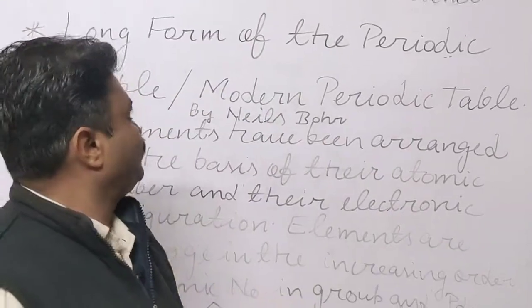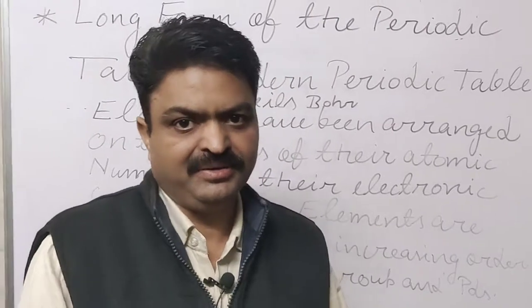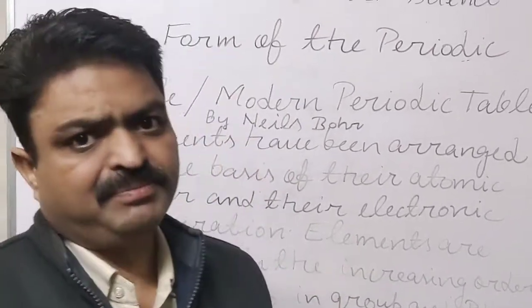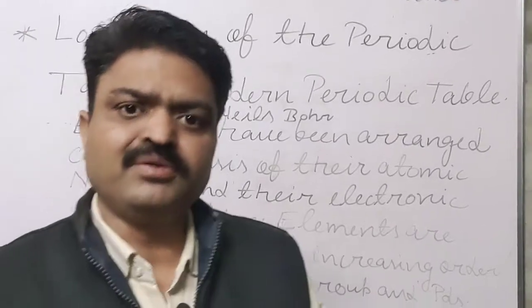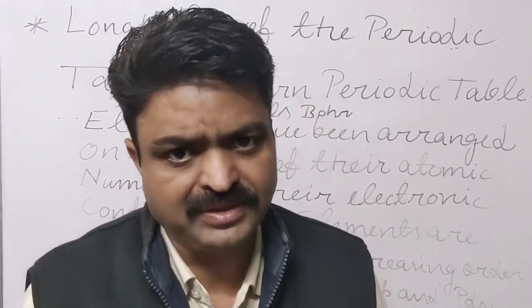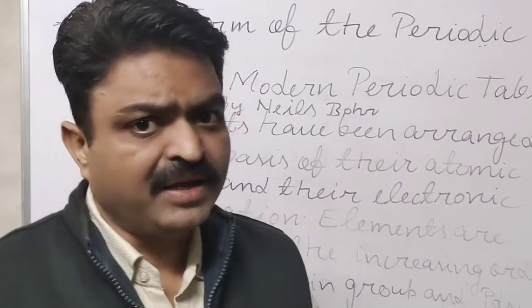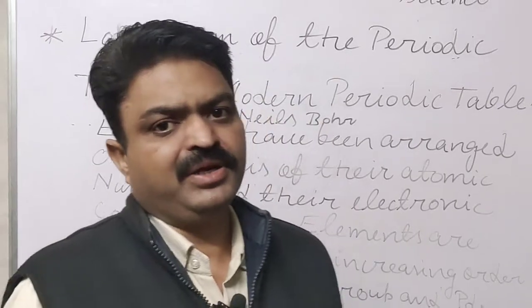Today we will discuss the long form of the periodic table, meaning the modern periodic table. The modern periodic table was prepared by the great scientist Niels Bohr, student. Niels Bohr gave the concept of electronic configuration, and with the help of that electronic configuration the elements are arranged in a systematic order in the modern periodic table.